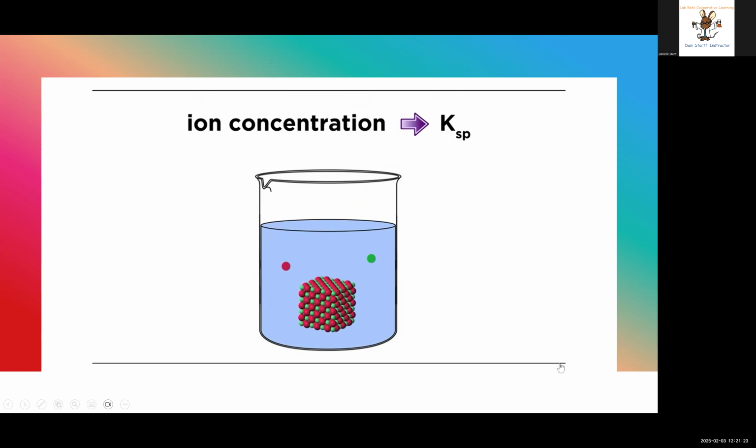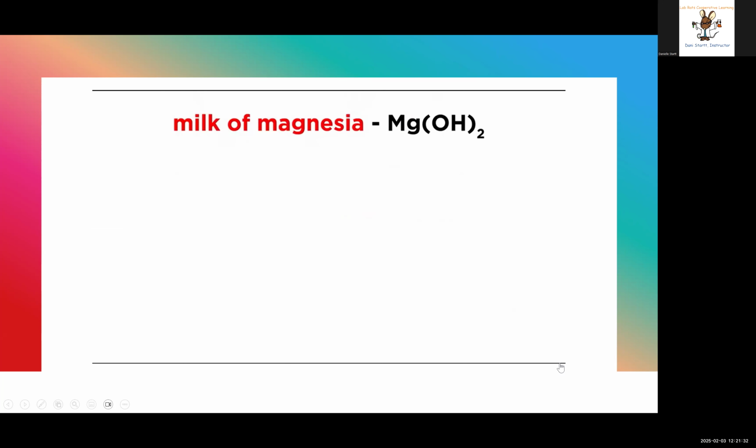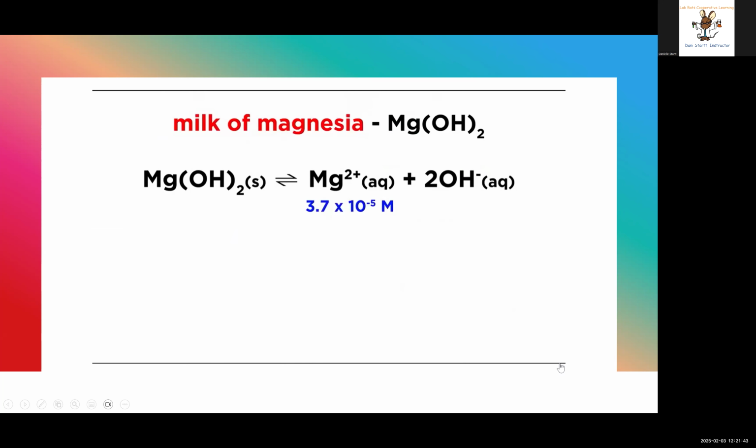If we have a way of measuring ion concentrations in solution, we can calculate the KSP value for a given substance. Let's say we have a saturated solution of milk of magnesia, which is magnesium hydroxide. This is slightly soluble and dissolves according to the following equilibrium. Say we measure the resulting magnesium ion concentration as being 3.7 times 10 to the negative 5 molar. What will be the solubility product for magnesium hydroxide? First, let's write the KSP expression for this substance, which we derived earlier. Notice that hydroxide concentration is squared due to the coefficient in the equilibrium.